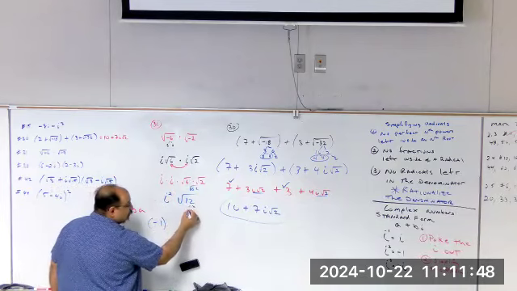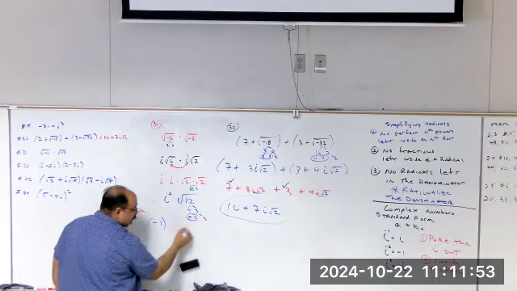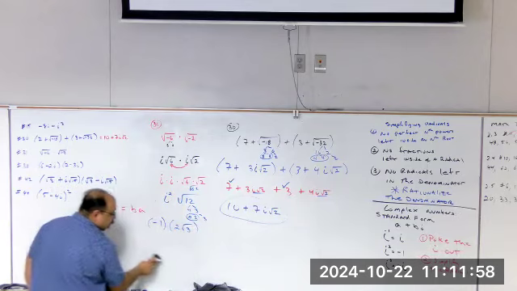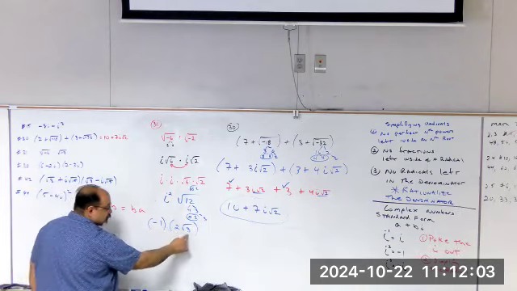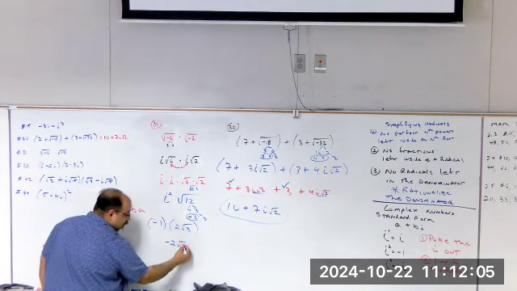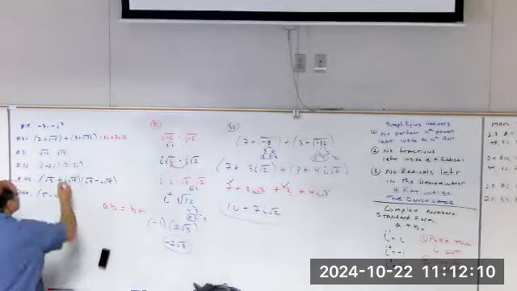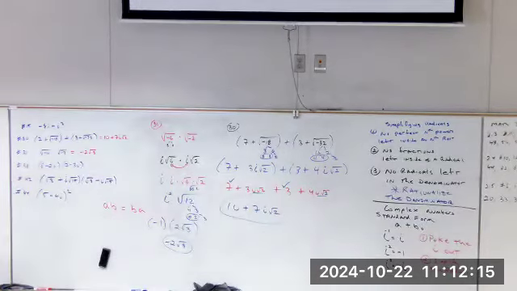Square root 12 is 4 times 3, which is 2 times 2 times 3. A 2 breaks out. A 3 left behind. The square root of 12 is 2 square root 3. So we have -1 times 2 square root 3, -2 square root 3. You have to simplify first.